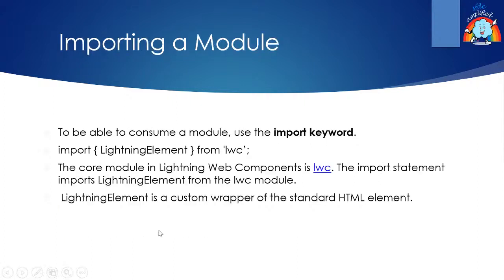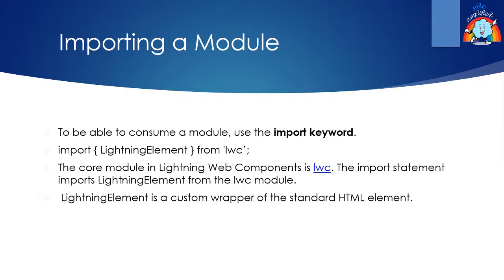Now we had a line called import LightningElement from lwc. So that is importing a module. To be able to consume a module like file, we use the import keyword. So here we are using import LightningElement from lwc. lwc is nothing but the base module from which we are importing the LightningElement. So the core module in Lightning Web Component is lwc. The import statement helps in importing it.